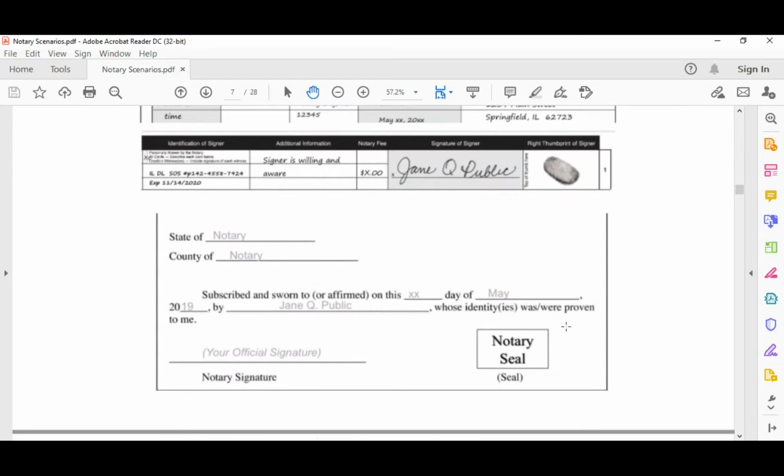Now we're going to fill out the certificate. I have it blown up here. The state where you are commissioned, the county where you are at the time. In this case, it's going to be the county of wherever your office is located because that is where you guys are. You're going to have her raise her right hand and you're going to have her recite that she affirms to or swears to an oath. And then you're going to fill out the certificate afterwards. The date goes here by the signer. You're going to sign here and seal.